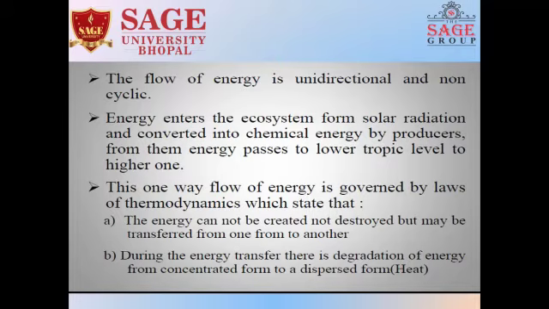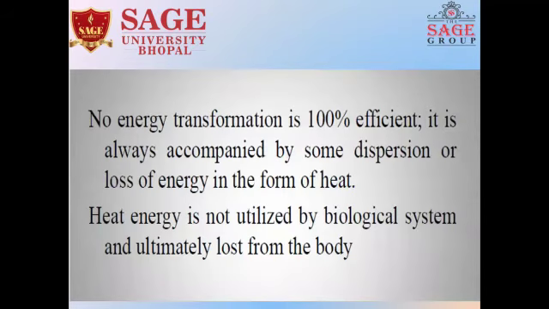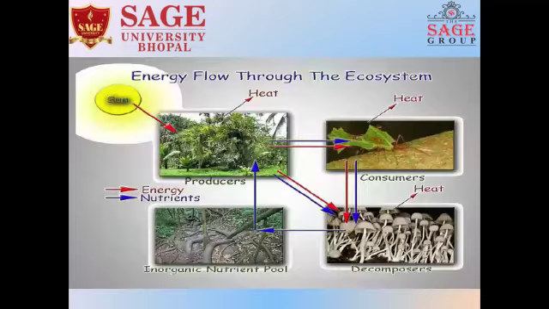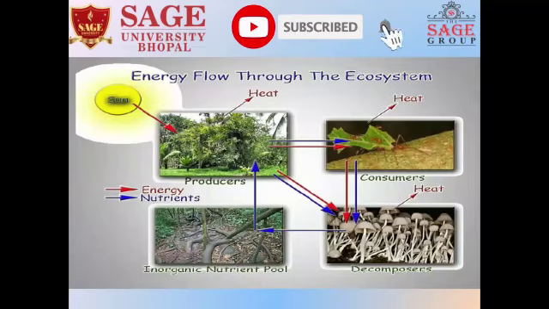Second, during the energy transfer, there is degradation of energy from a concentrated form to a dispersed form, which is called heat. And one more thing, no energy transformation is 100% efficient. It is always accompanied by some dispersion or loss of energy in the form of heat. Heat energy is not utilized by biological systems and is ultimately lost from the body. Energy flows through the ecosystem from the sun; energy is taken by producers, from producers to consumers, consumers to decomposers, and decomposers to the inorganic nutrient pool.